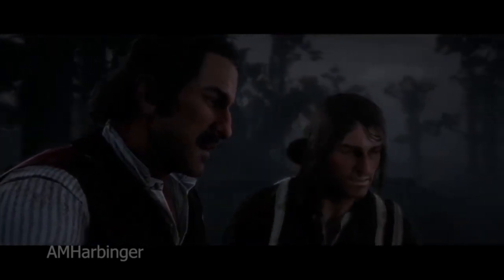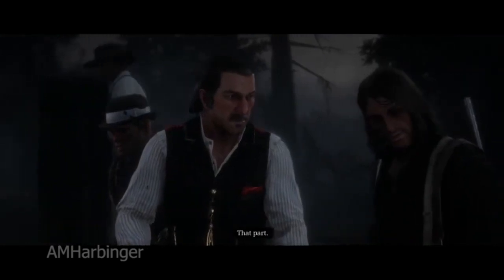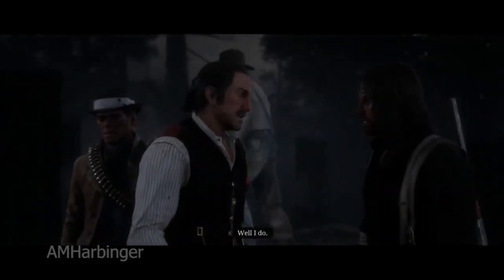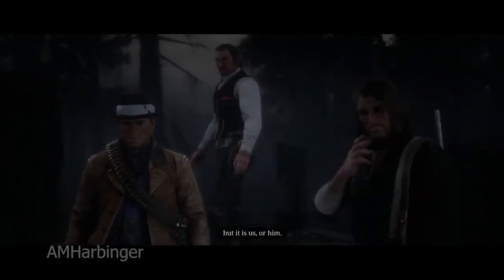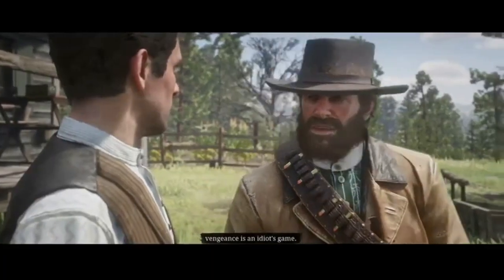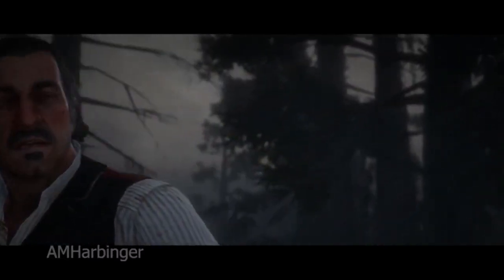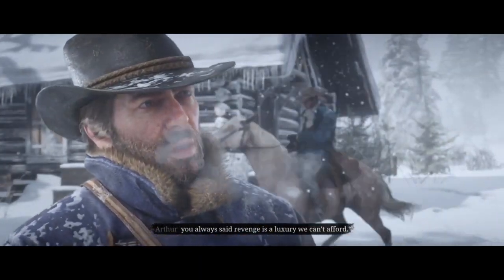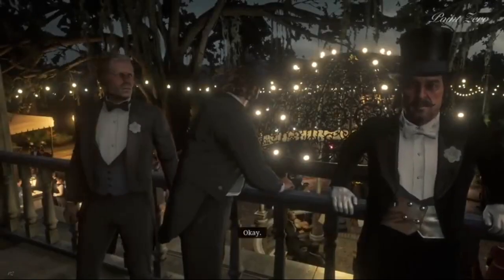This man who's been educated, well-versed, and knowledgeable now kills with viciousness and merciless intent, something that is seen by everyone as something new. But this behavior is thought to end after getting revenge, which even Arthur has learned is an idiot's game, and he coined the phrase himself from Dutch, who said, "Revenge is simply a luxury we cannot afford."